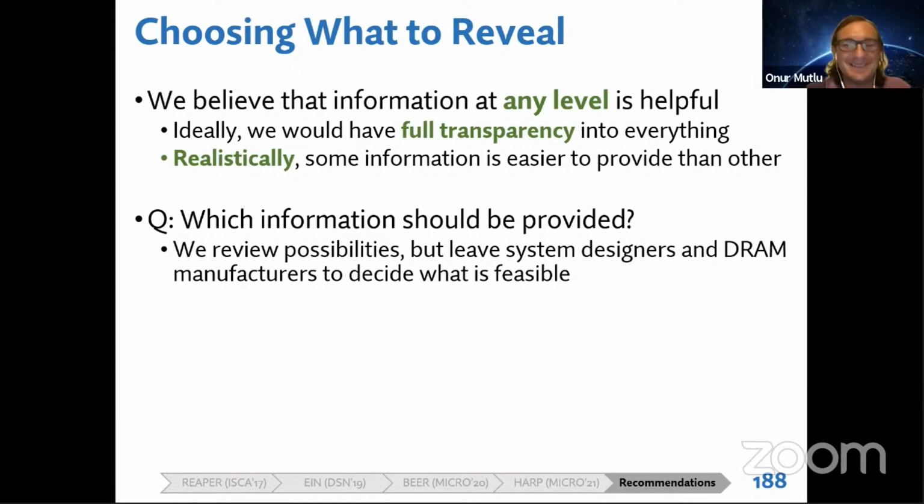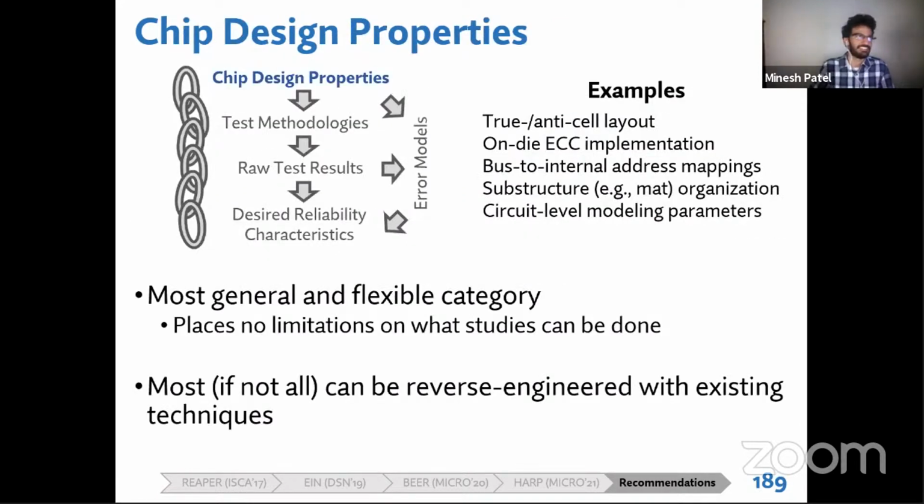This is a fantastic question, right? In this one slide here, I think we itemized a few design details. I'd just like to go back to that. So here we have things like the true and anti-cell layout, the ECC implementation, the address mappings. At the high level, some of these are very easy to reveal, right?